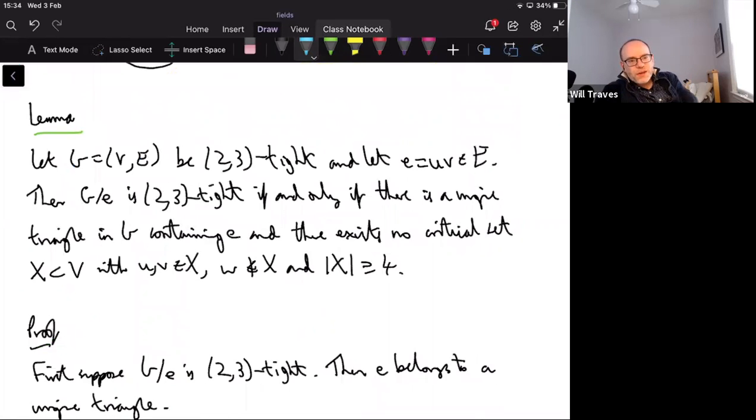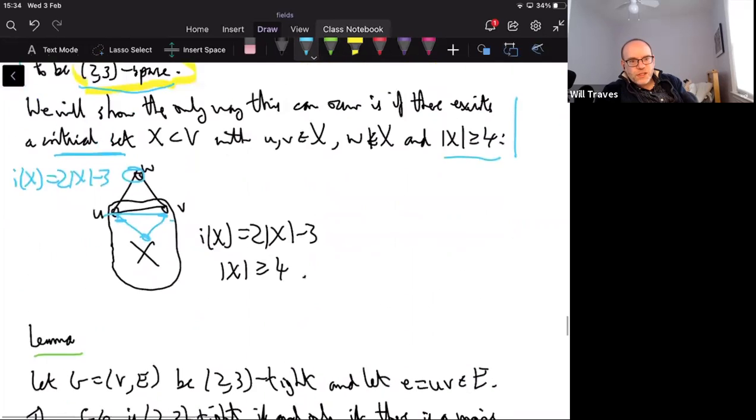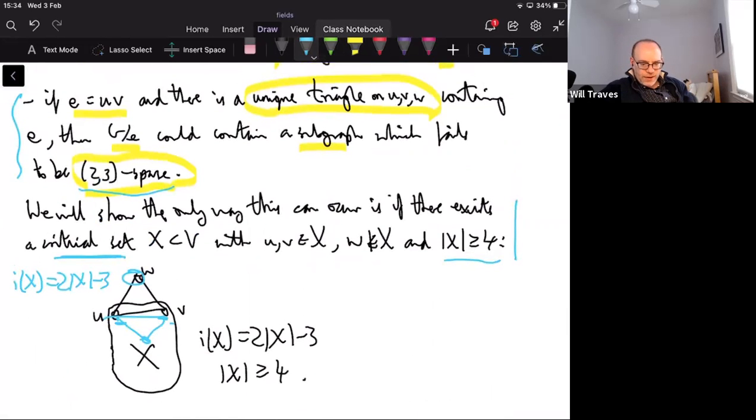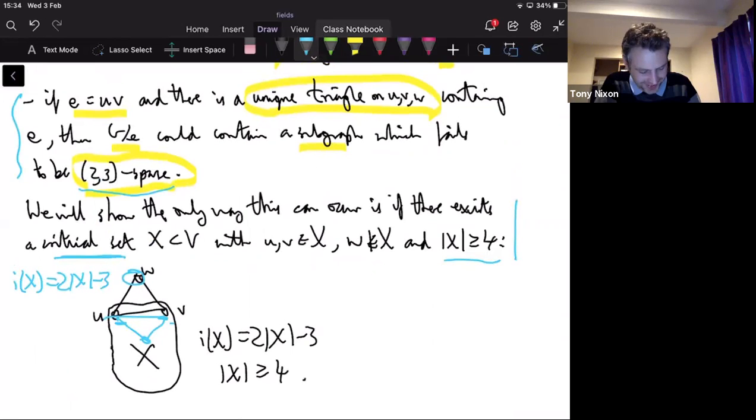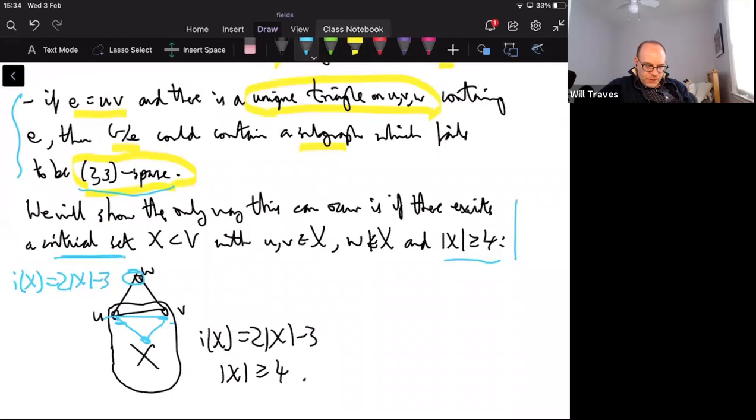Tony. Yeah. Could we pause for a second? Could you just scan back up a bit? Yeah, there. I'm still taking notes if you don't mind. Sorry. Yeah. So U and V are in X and W is not in X.